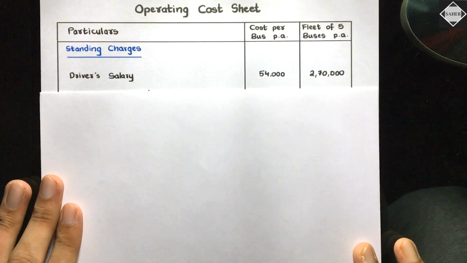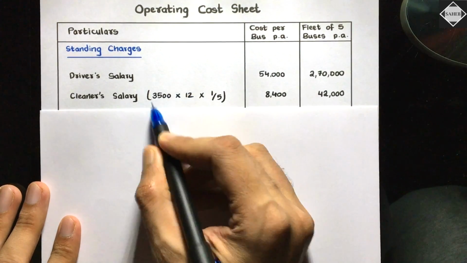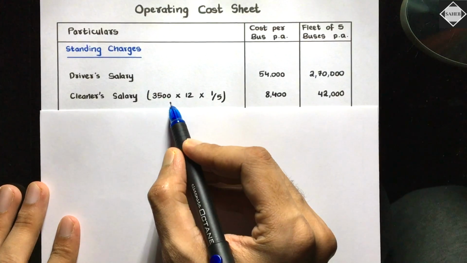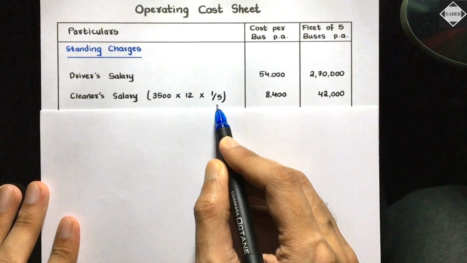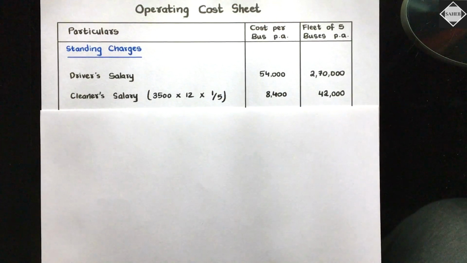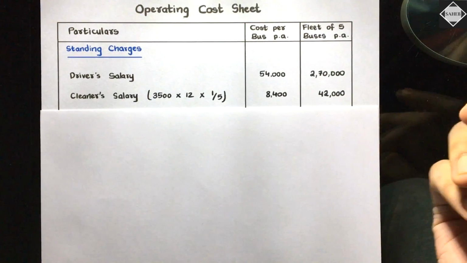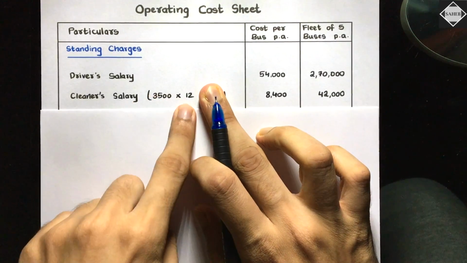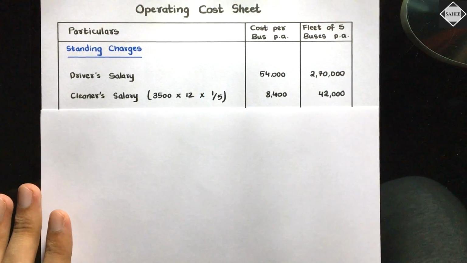It's different from driver and conductor. 3,500 into 12, that is for 5 buses altogether, 42,000. We divided that by 5, into 1 by 5, I got 8,400. Is it clear? Simple. You understood now? Cleaner salary point, it's an important point. And for the fleet of 5 buses, also simple, that is 42,000. Clear? Okay.